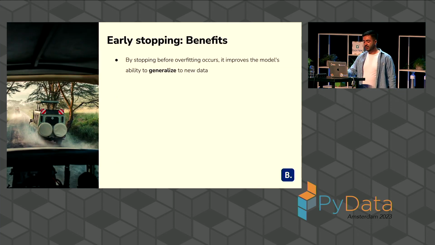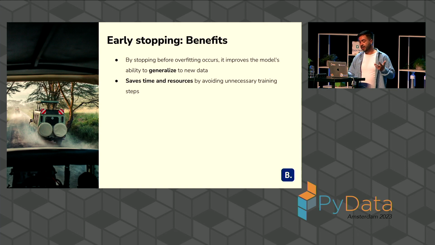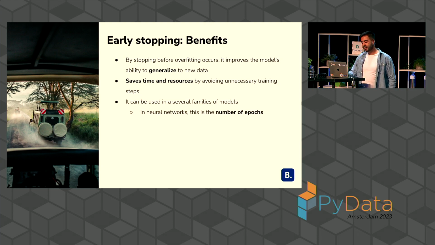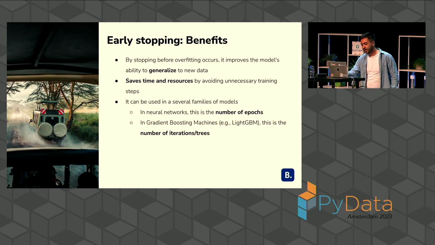So what would be the overall benefits of early stopping, right? You can generalize to new data, reduce overfitting, and also save a lot of time and resources as a practitioner. And it can be used in several families of models, right? In neural networks, we see this in the number of epochs, and in gradient boosting machines, like LightGBM, this is the number of iterations and trees that you have in your model, right? So you might want to have simpler models based on your business metric. You don't need to go further if your business metric is not improving.